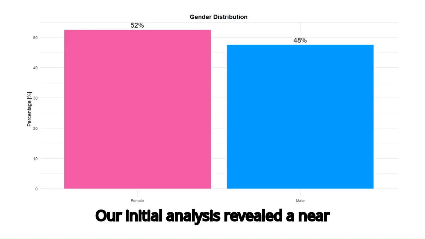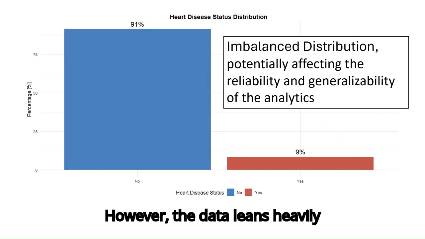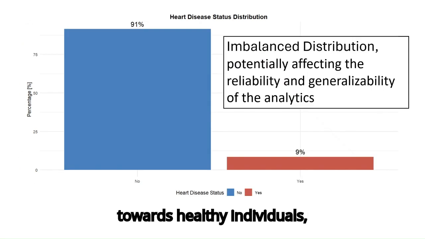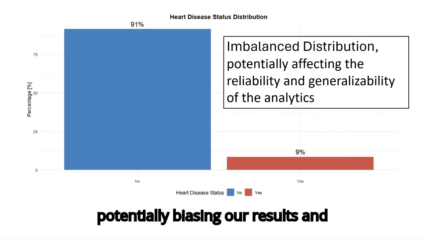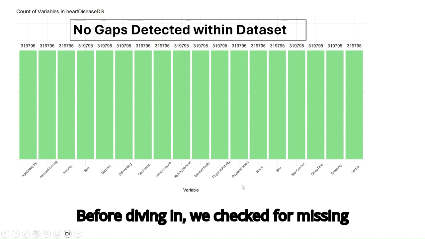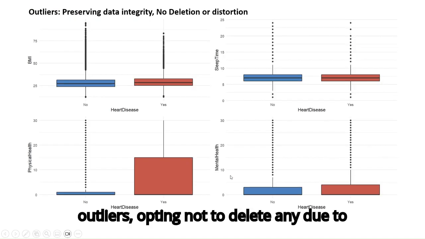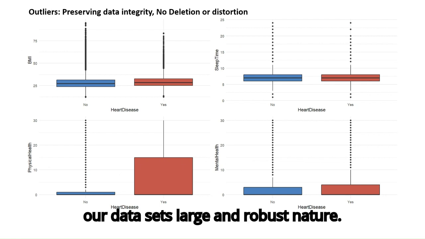Our initial analysis revealed a near 50-50 split between men and women. However, the data leans heavily towards healthy individuals, potentially biasing our results and limiting their generalizability. Before diving in, we checked for missing values and used box plots to handle outliers, opting not to delete any due to our dataset's large and robust nature.